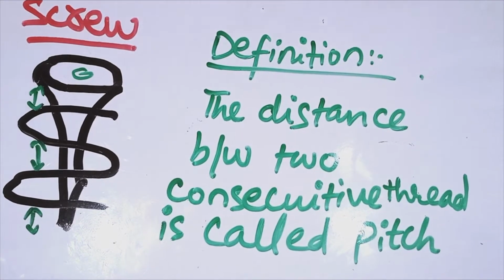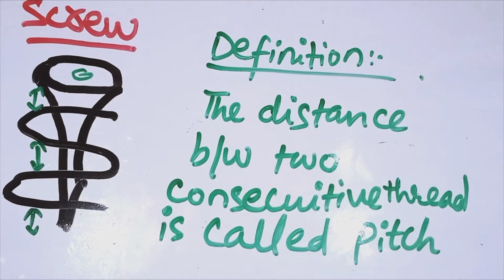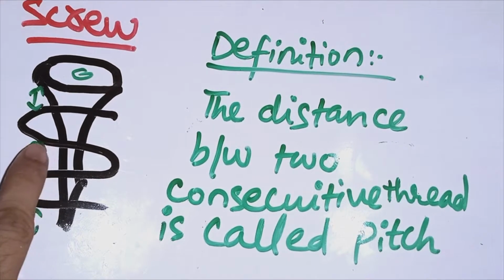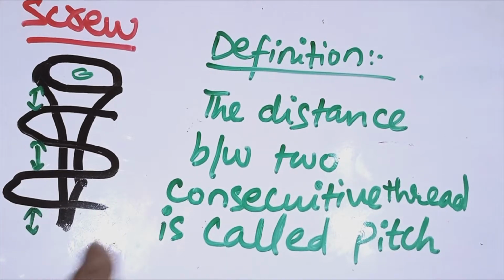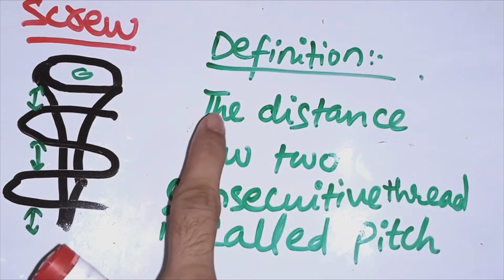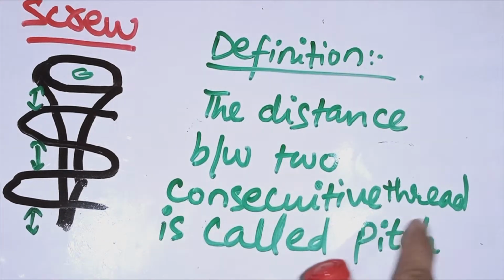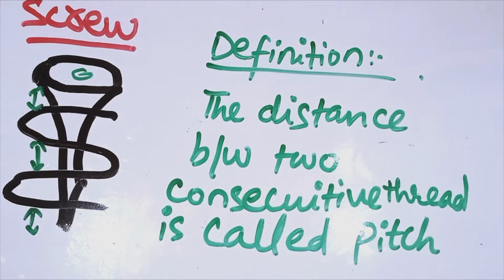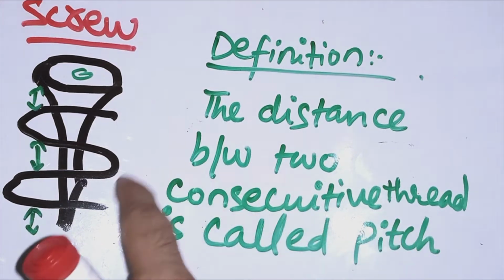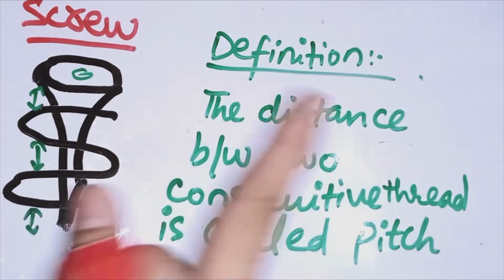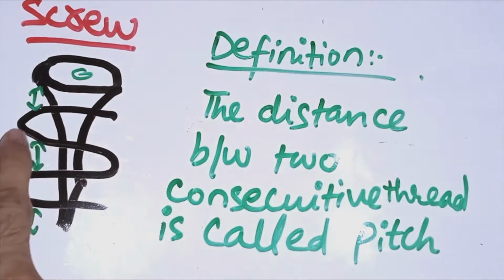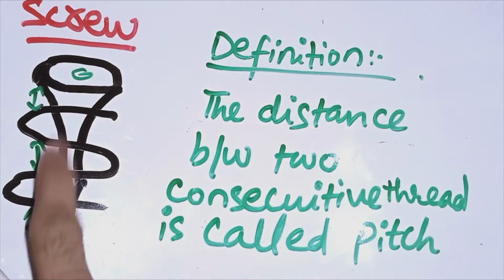Here I am trying to make you understand what pitch is. For that purpose I have made a figure of a screw. The definition of pitch is: the distance between two consecutive threads is called pitch. You have seen many screws in your daily life, of different sizes. In every screw there is some kind of thread. So here I am trying to make a thread on this screw.